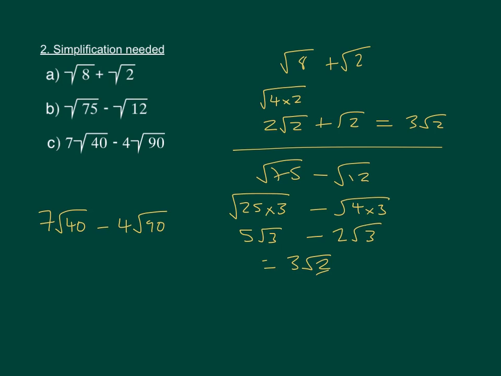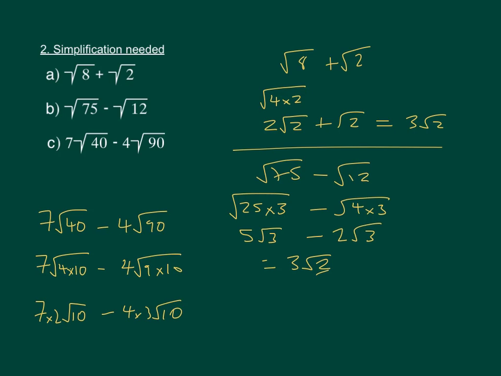Again, we've got to find factors here. It looks like this one's going to be 7 times root 4 times 10 minus 4 root 9 times 10. So the 10 is going to be the common surd, and this leaves us with 7 times 2 root 10 minus 4 times 3 root 10.